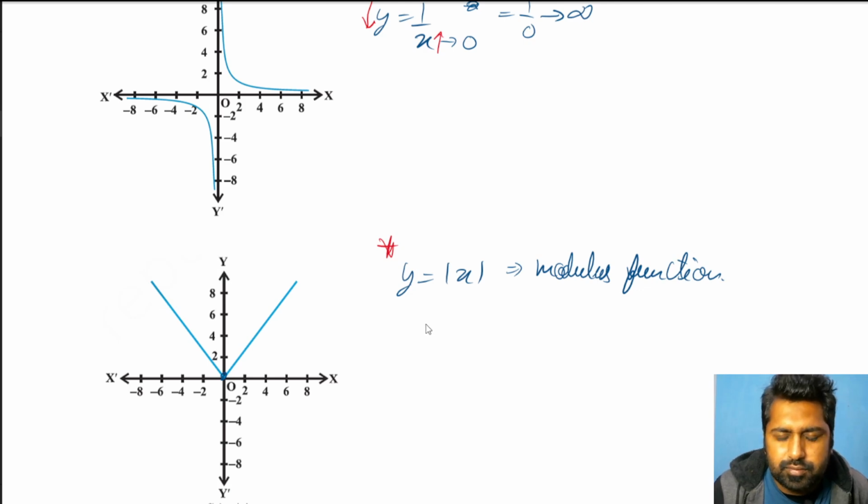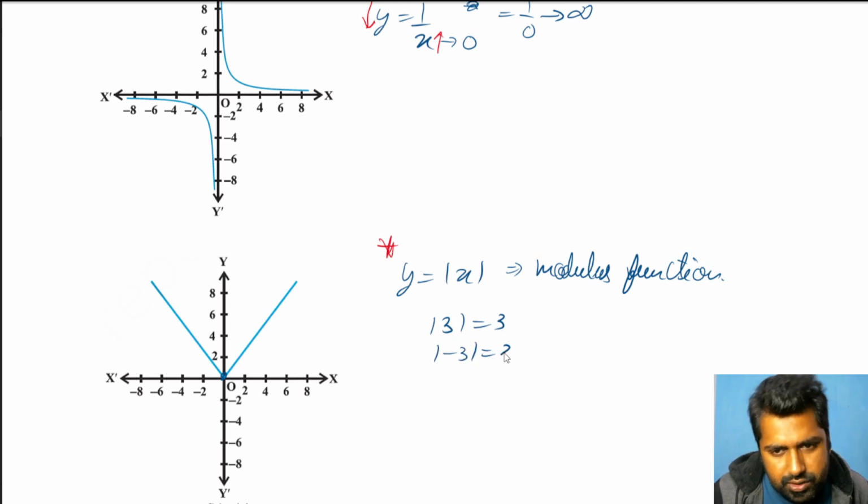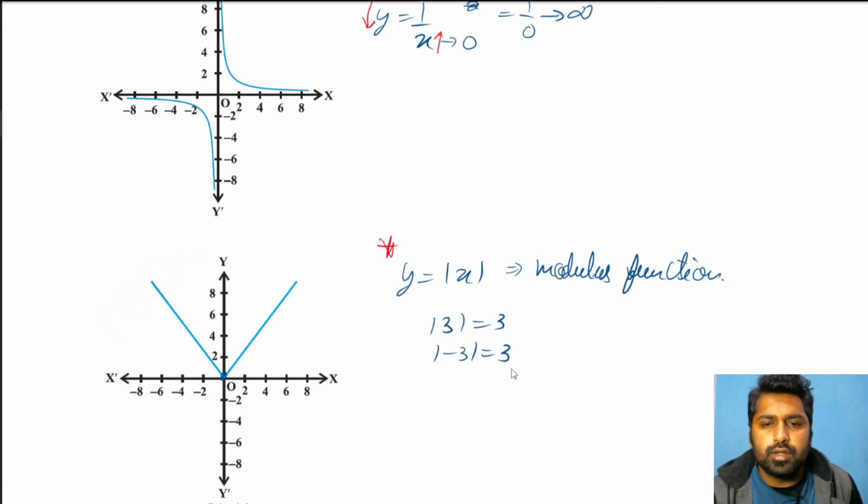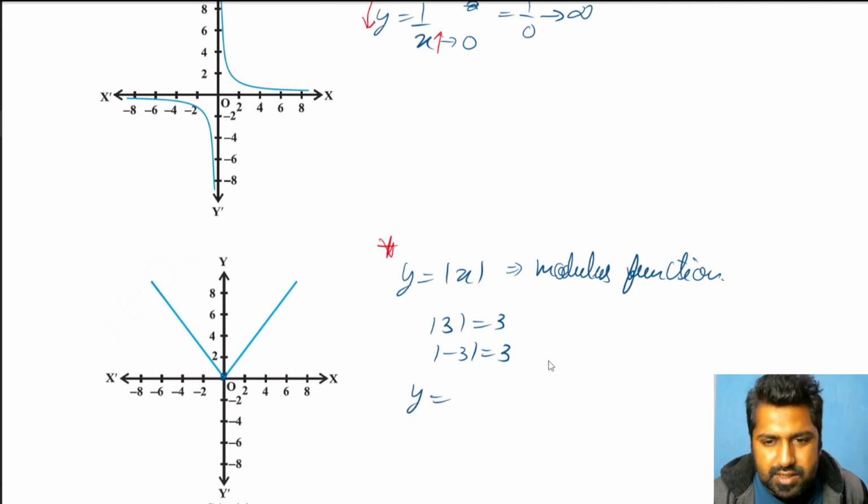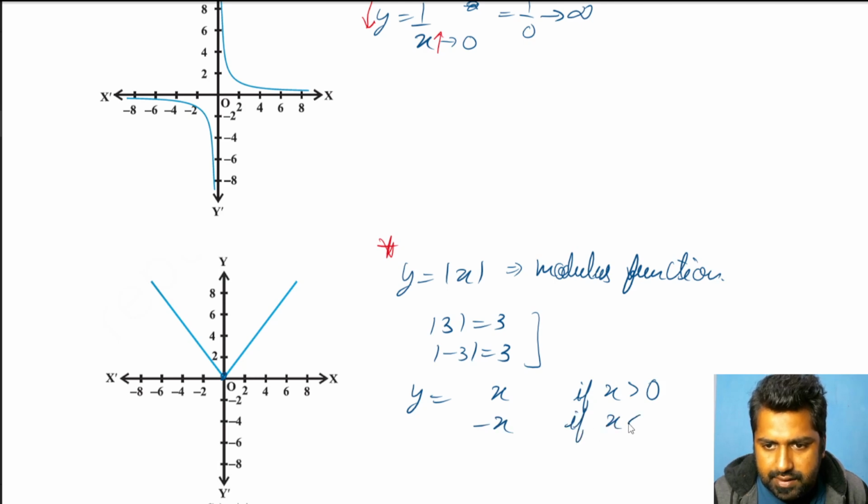Now the working idea for this, let's start from a very early stage. Mod of 3 is 3. Mod of minus 3 is also 3. What is the function of the modulus function? It has to make the number positive. If it is positive, it will do nothing. But if it is negative, it will convert it to positive. This is just for your basic understanding. The proper function is written like this: y is equal to x if x is greater than 0, and it is equal to minus x if x is less than 0. Meaning for negative, it will introduce another negative which will effectively make this positive.